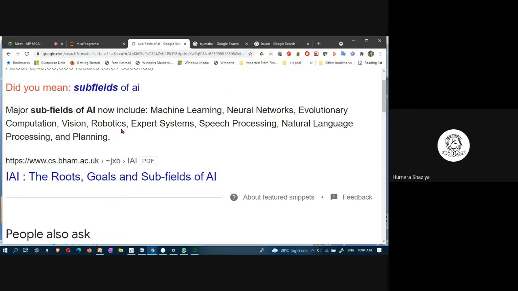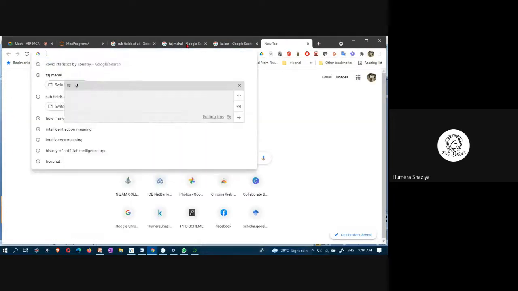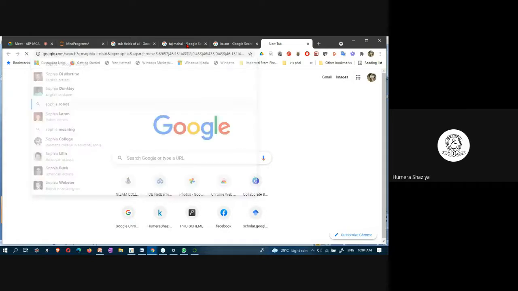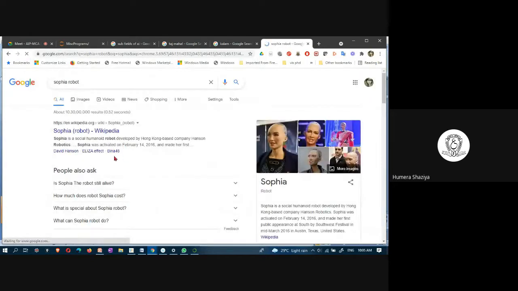Robotics is an area which involves creation of robots. Have you heard about Sophia robot? Anyone know about Sophia robot?